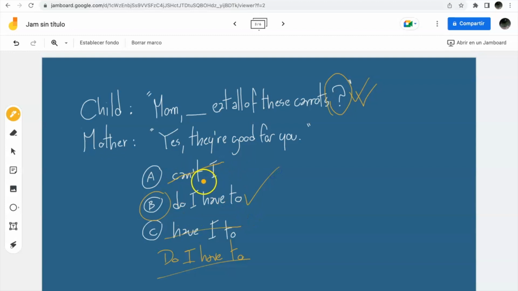In the case of the question, it should be can. Affirmative question. Can I eat all of these carrots? Can I eat all of these carrots? And that should be a good question. That's not the alternative, right? So in this case, it is do I have to eat all of these carrots?